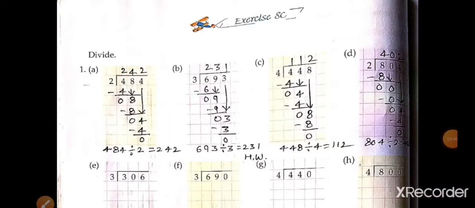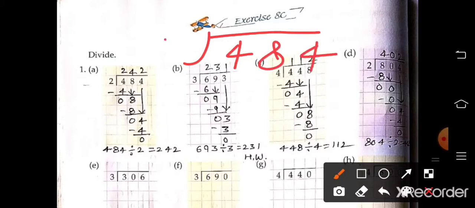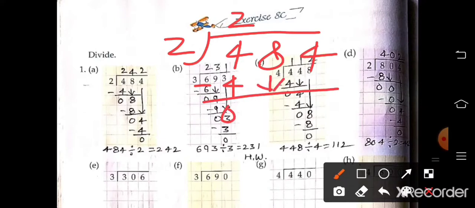Exercise 8C. 3-digit number divided by 1-digit number. Okay, first question, A part, 484 divide by 2. So read the table of 2. 2 2 ja 4, 0. Then bring down 8. 2 4 ja 8 minus 0.